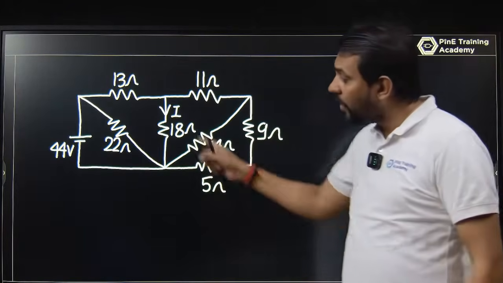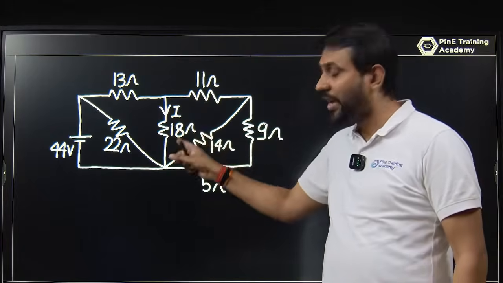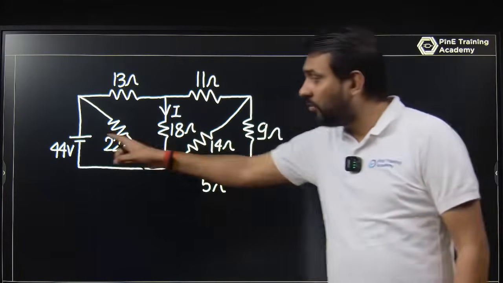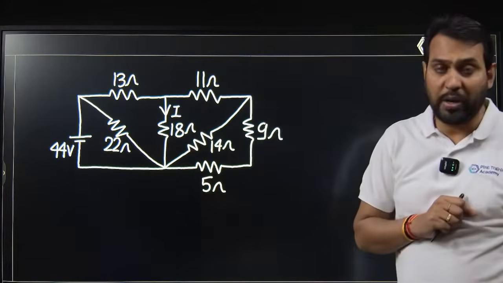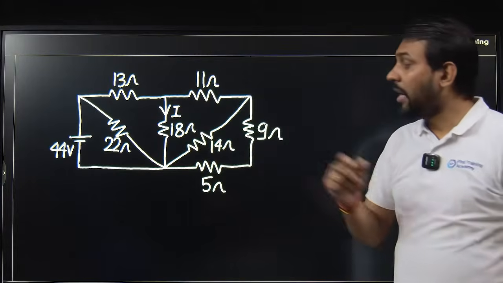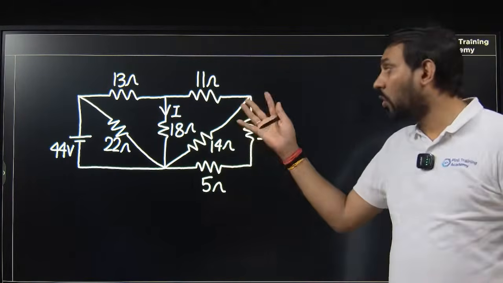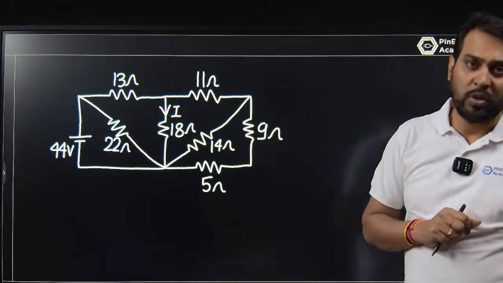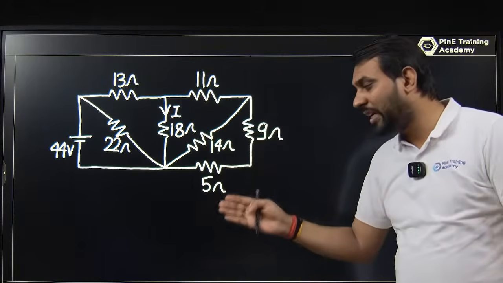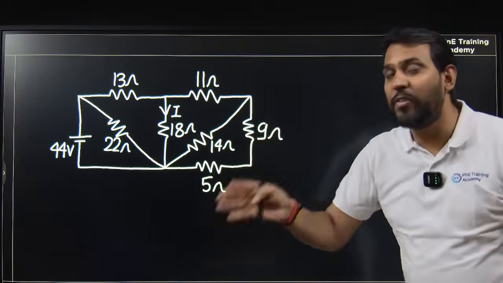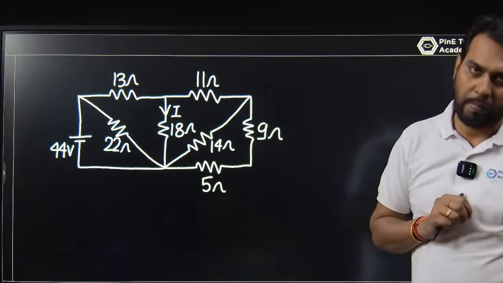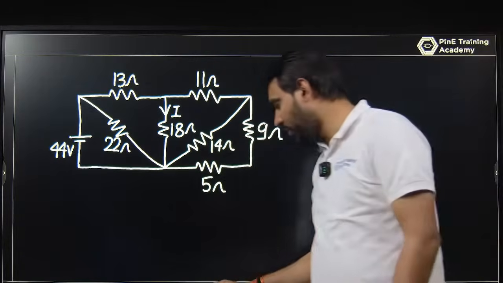We are trying to determine what is the current through the 18 ohm, where you have a voltage that is 44 volt. How can we solve it, because we don't know nodal or mesh. So by the help of Ohm's law, series, parallel, KCL and KVL only we will solve that question. Okay, let's solve this question.